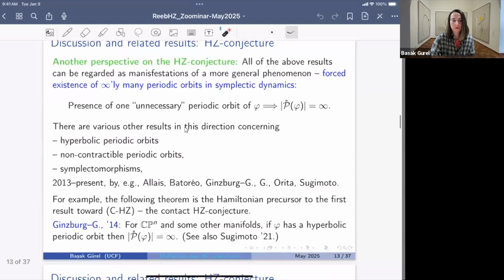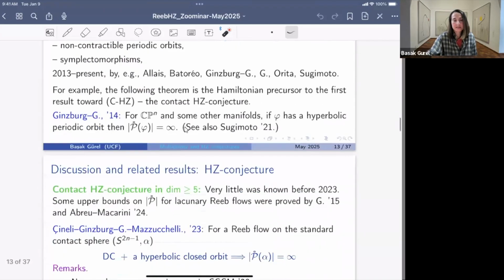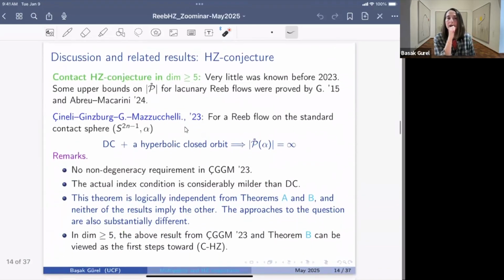So maybe the result that I'm going to remind us sets the way for the next one in the Reeb case. It's a result that about 10 years ago Victor and I proved, which is that for CP^n, if you have a hyperbolic periodic orbit for a Hamiltonian diffeomorphism, then in fact you have infinitely many prime periodic orbits. Much the same way, we now enter the world of Reeb flows and the Reeb or contact Hofer-Zehnder conjecture, like the one that I stated at the beginning of my talk.